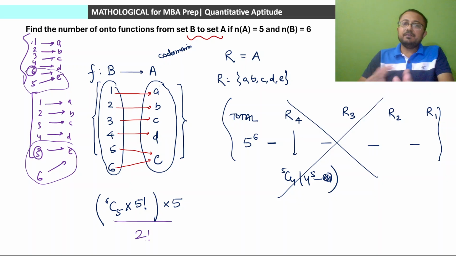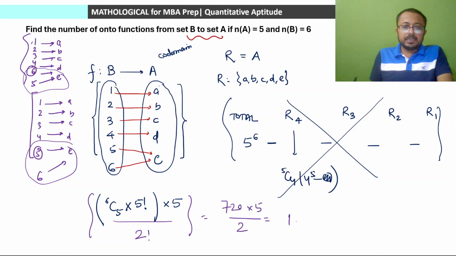So 6C5 into 5 factorial into 5 divided by 2 factorial, this will be our answer in this case, which will be 720 into 5 divided by 2, यानी कि 1800 will be our answer. 1800 will be our answer. क्या ये क्लियर है? ओके, क्या ये पार्ट क्लियर है? ये तो एक वे हो गया.